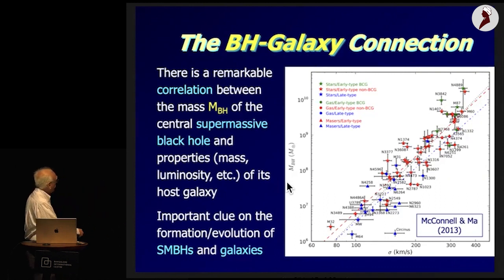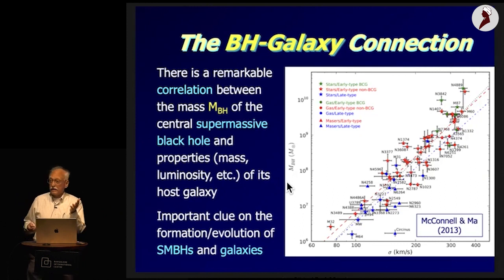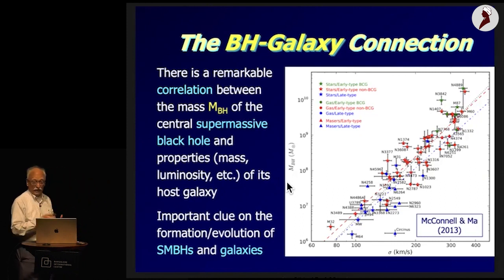Here what is shown is, in the vertical axis, the mass of the black hole. On the horizontal axis, some property of the galaxy. You know, the black hole is sitting in a galaxy. And by the way, you all know what a galaxy is, right? Let me show you some pictures anyway. They are so beautiful.